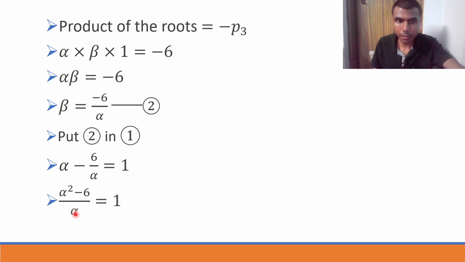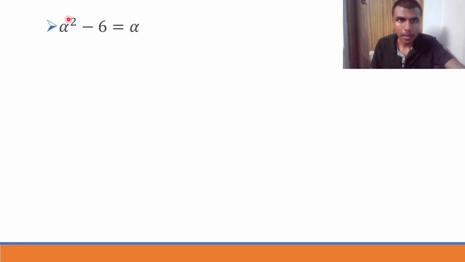Send this alpha in the denominator to the RHS. So you get alpha square minus 6 equal to 1 into alpha, which is alpha. Fine. Get this alpha to the LHS. Alpha square minus alpha minus 6 equal to 0.